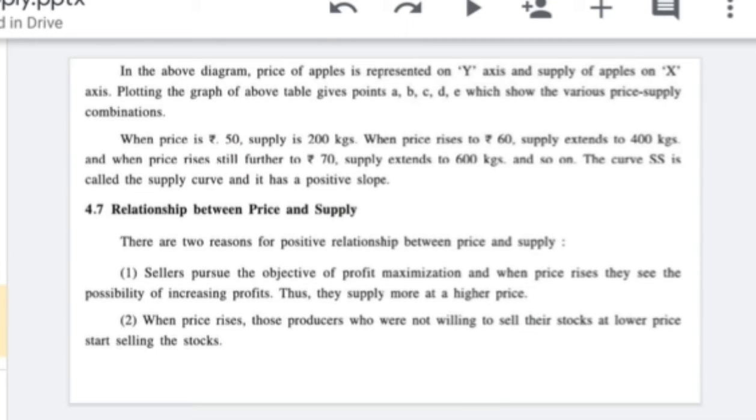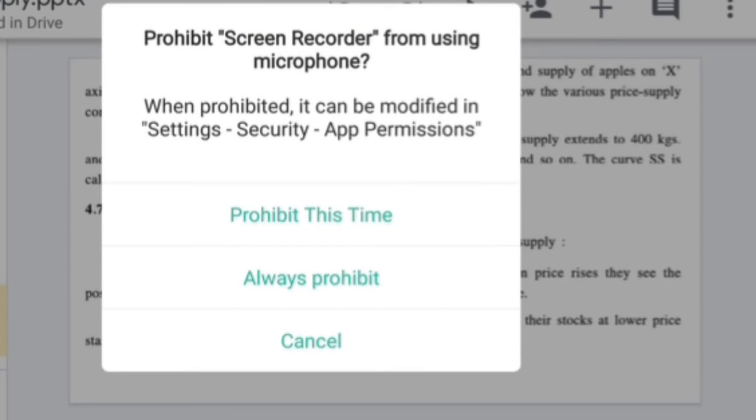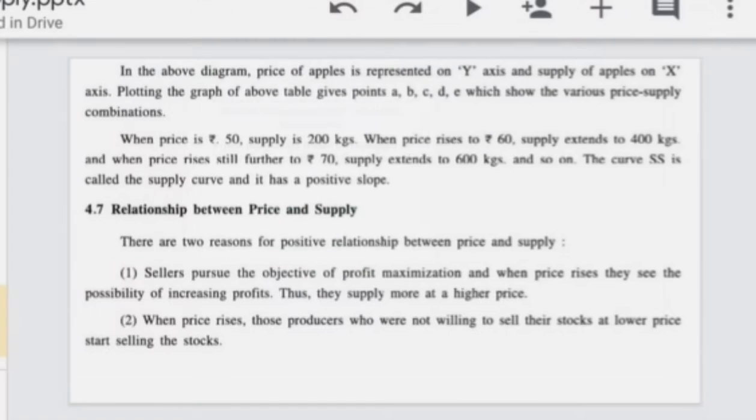Now what is the relationship between price and supply? If a question is asked, what is the relation of price and supply, then we should say that there is a positive relationship between price and supply, because the seller wants to get more profit. So when the price of the commodity is more, then only the supply will be more. The seller is never ready to sell at a low price. Whenever there is a low price, he will keep that product in stock.